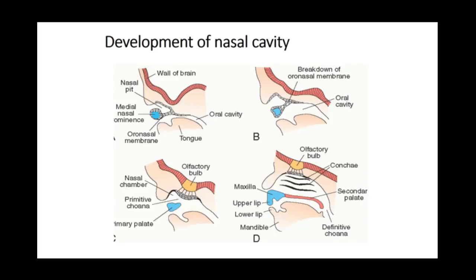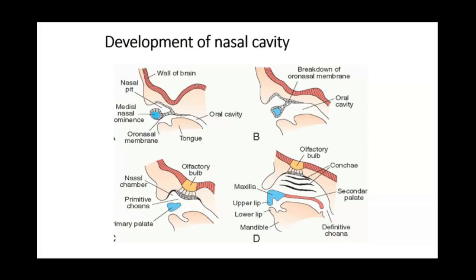If you see in this picture, the development of the pit goes on deeper. The oral cavity is developing. Then there is the breaking down of this oronasal membrane, which separates the nasal cavity from the oral cavity. So that means your oral cavity and your nasal cavity become one. The upper portion of this is going to develop into its sensory portion. This wall is going to be related in the brain to the olfactory bulb. That is where you have the brain.